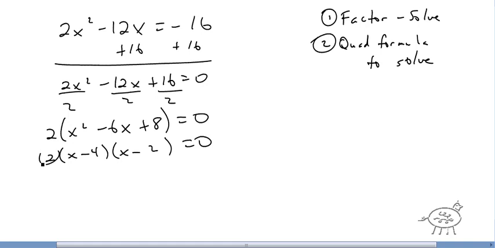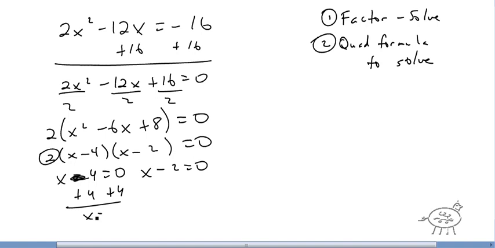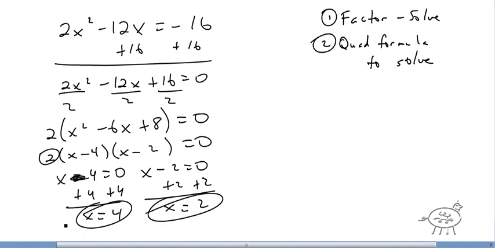Of course, this is not one of the solutions. Remember that. It's x minus 4, x minus 4 equals 0, and x minus 2 equals 0. So add 4, x equals 4, and add 2, x equals 2. There we go. x equals 2 and 4. Okay? That's pretty easy schmeezy.